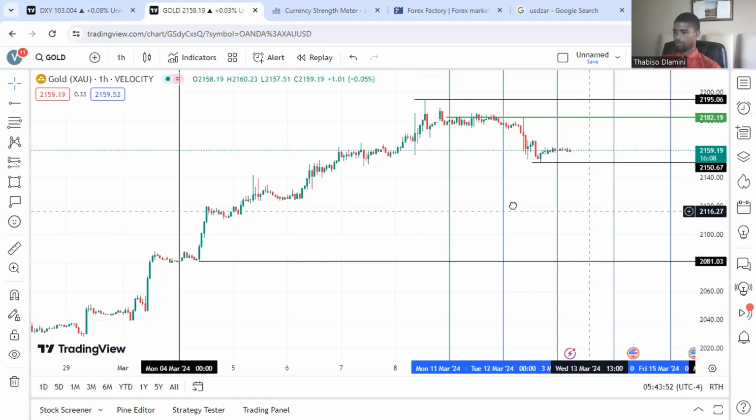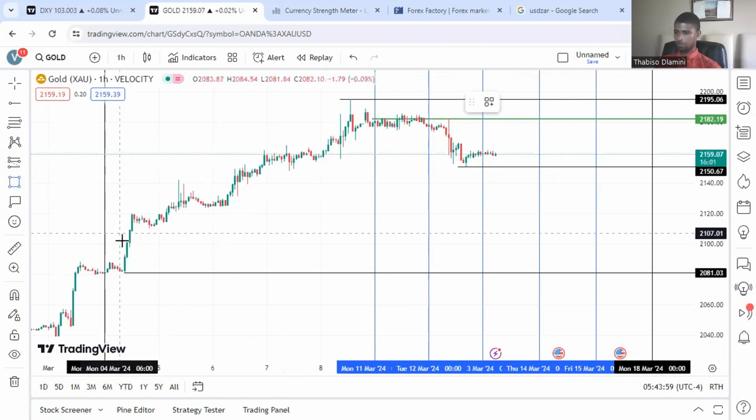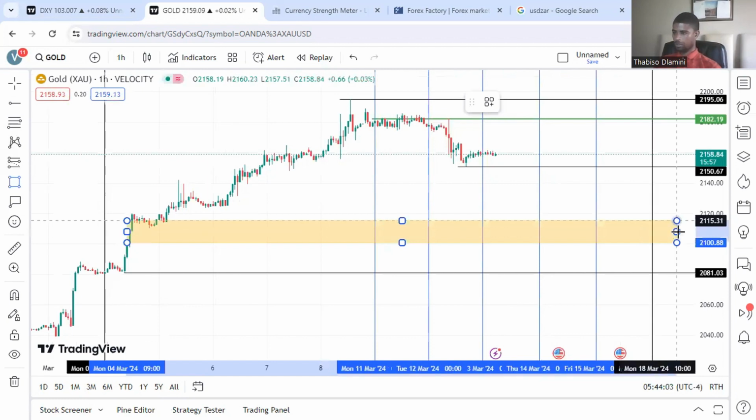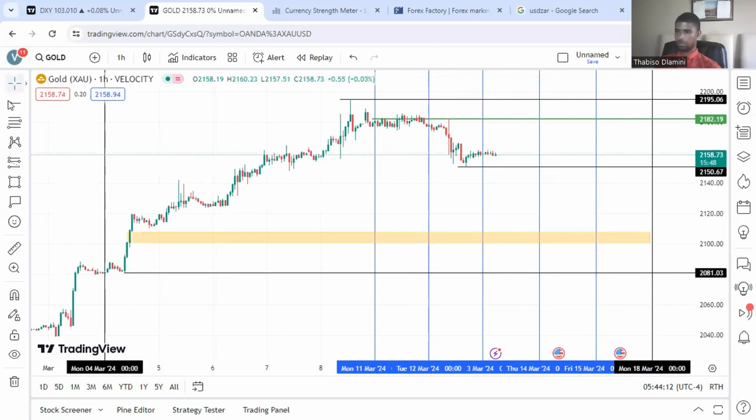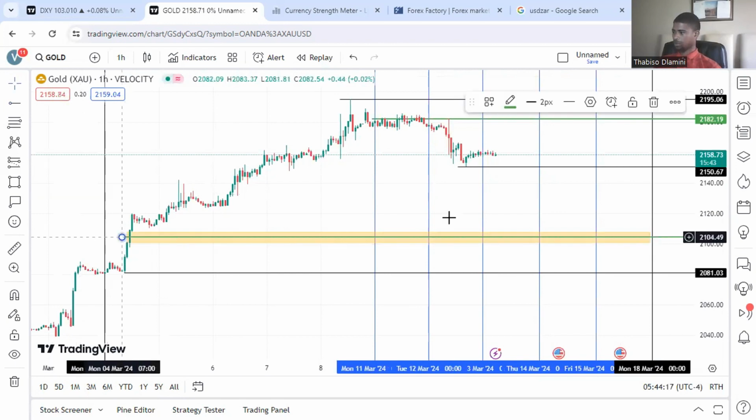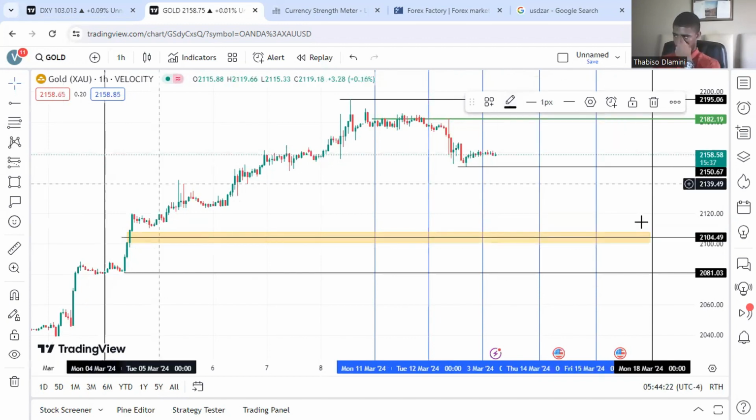okay, we've done that. Now let's just mark some inefficiencies. We've got the most recent one there. Take that one versus the one beneath it. Mark our fair value gap. Let's leave it until the open Friday. Can leave it there. Mark the price points. That's the 50%. Change that. Okay, we've marked that.